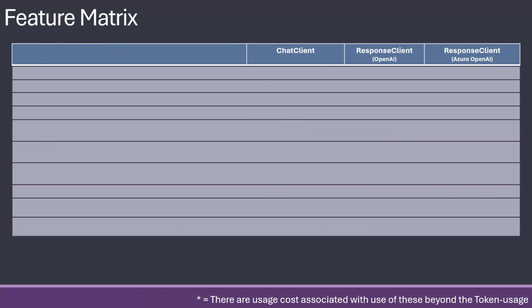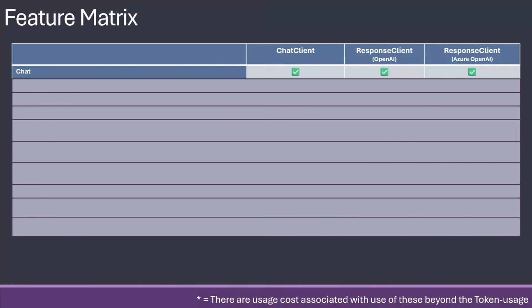Because what you can see, or not see yet, because I have masked each one of these so it won't confuse too much, we take them one at a time. But we are going to see, for example, here that chat is available in both the chat client and the response client, and the response client can be newed up as an OpenAI resource or as an Azure OpenAI resource, but they have different features. In general, the OpenAI version has all the features, and the Azure OpenAI version has some of the features.